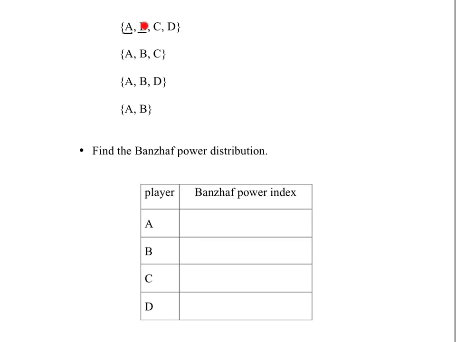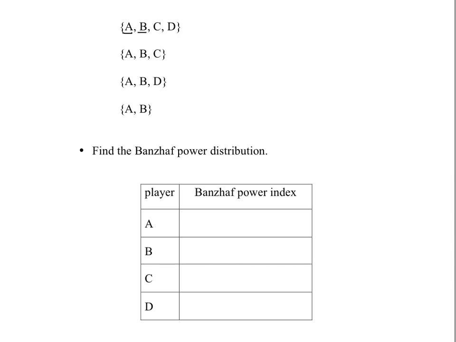By the same token, B is critical in the grand coalition here, because if we covered up B and looked at who's remaining, A, C, and D are left. If B drops out, ACD is not somewhere else on this list. ACD is not a winning coalition. Therefore, B is critical in the grand coalition. They need B to stay there and to continue voting yes in order to remain a winning coalition here.